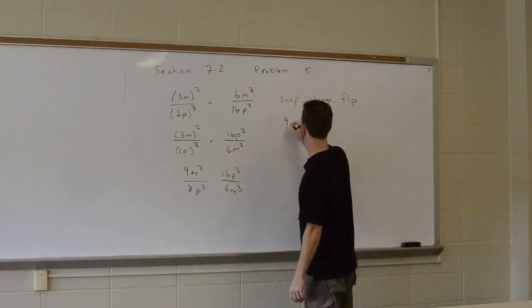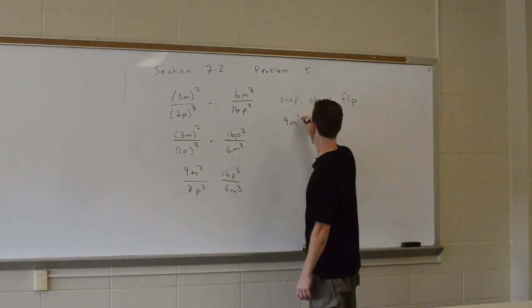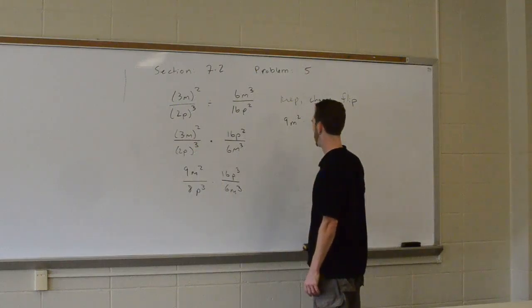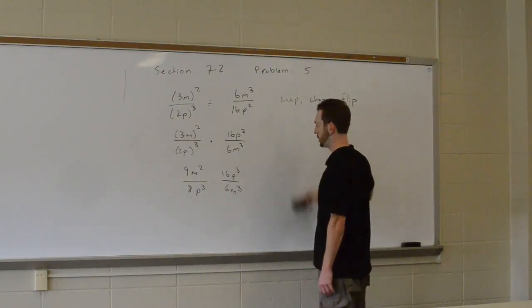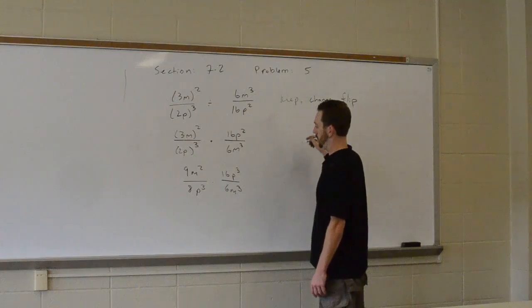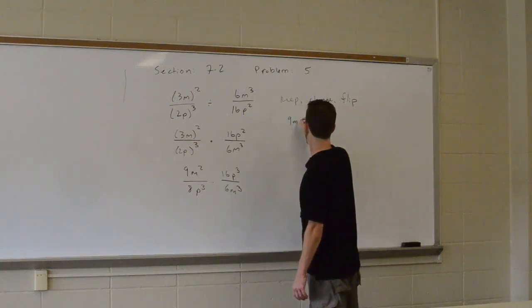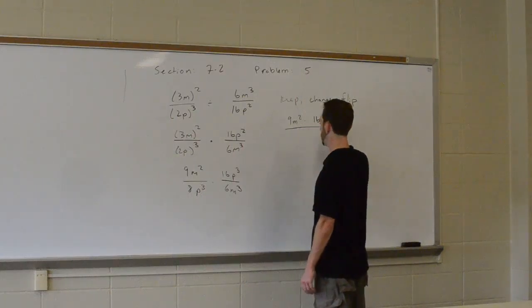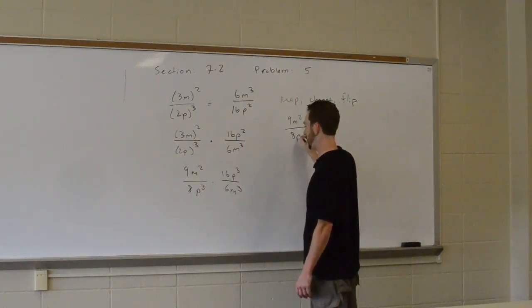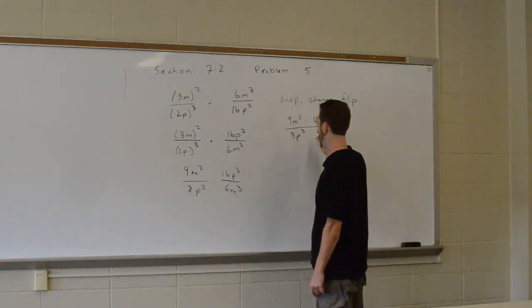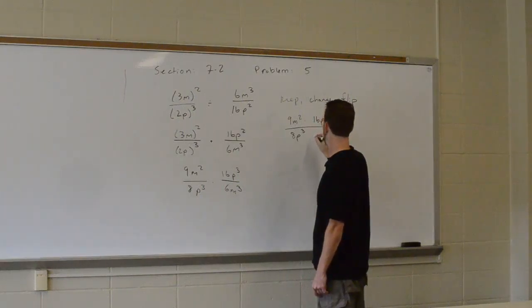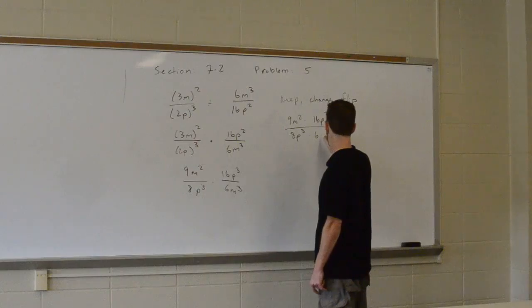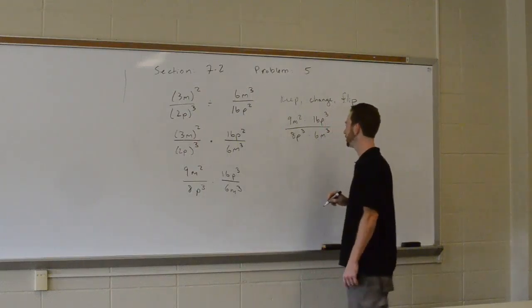So I'm going to write this as 9m squared, or actually we want to multiply these numbers together. No, we'll do it this way. 9m squared times 16p cubed over 8p cubed times 6m to the third.